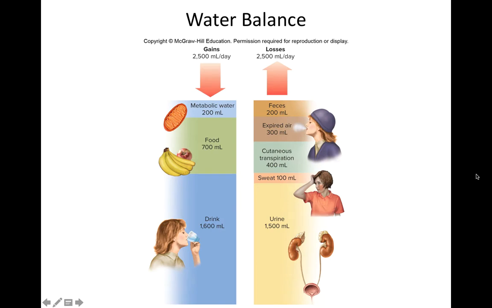Okay, so water balance requires that intake matches output. Intake is mostly through drinking, the water we get in foods, and a very small amount of metabolic water, which is made during cellular respiration. Losses are through feces, your breath, and cutaneous transpiration, which is the loss of fluid through our skin that is not noticeable. So this is not the same as sweating. This is more almost like a vapor. Sweat then is going to contribute to that, and then the primary loss would be through urine. So somewhere in the neighborhood of like 2.5 liters a day brought in and then also lost.